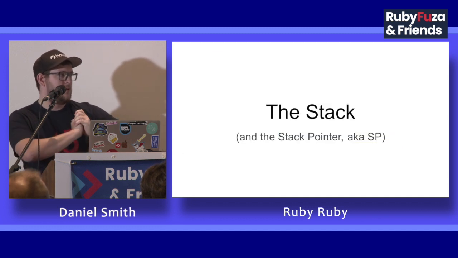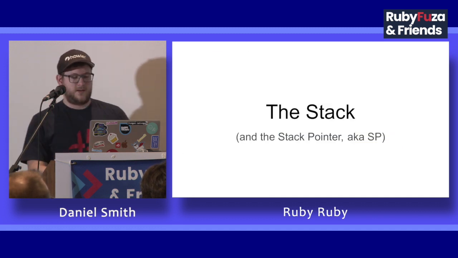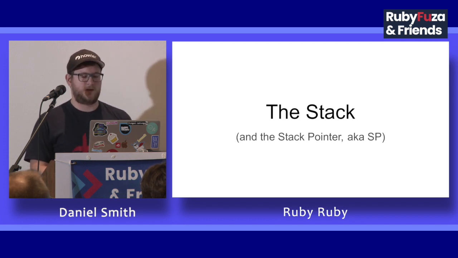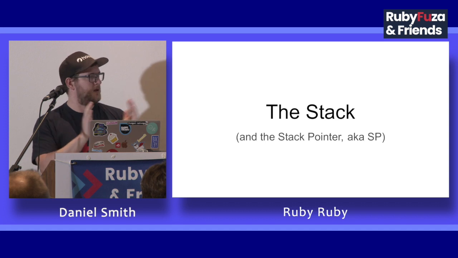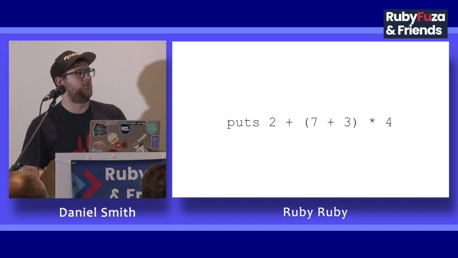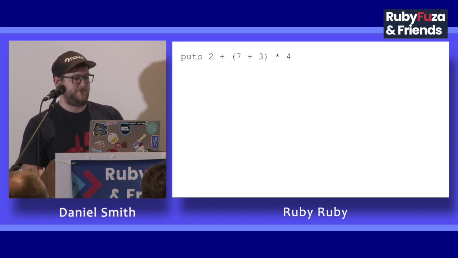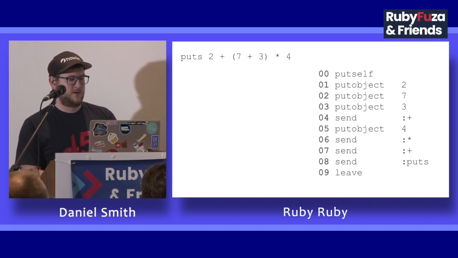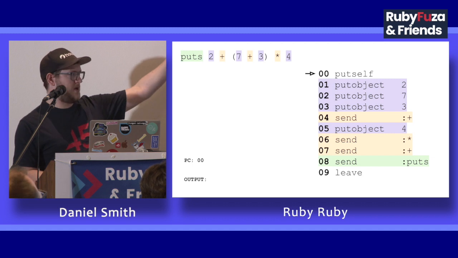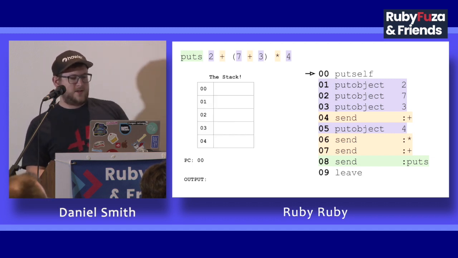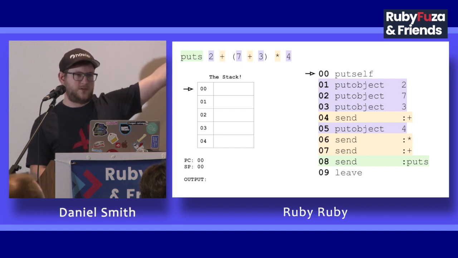That's where we enter the stack. The control frame has a stack pointer, also known as the SP. The C guys like their tiny variable names. Everything is like SP, PC, all that. So let's have a look at this wonderful function. Here are our instruction sequences. Here's our program counter starting at zero, and the stack. As we go along, there's the stack pointer.